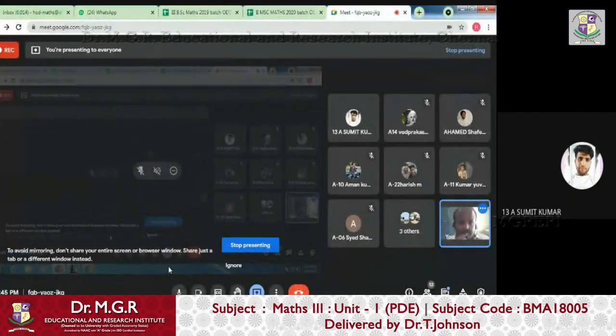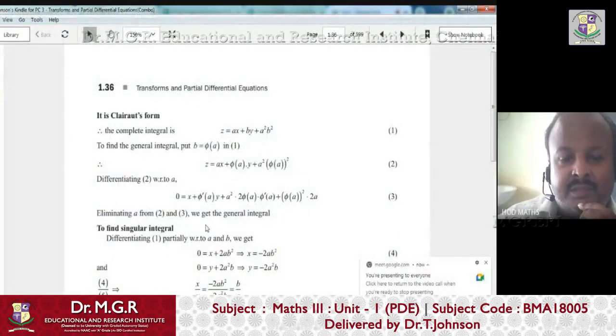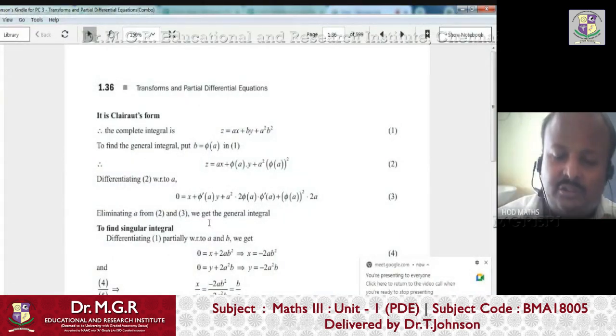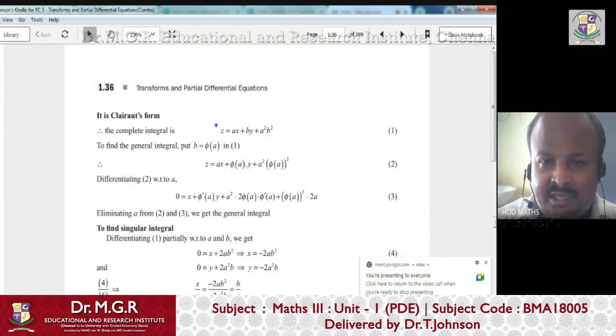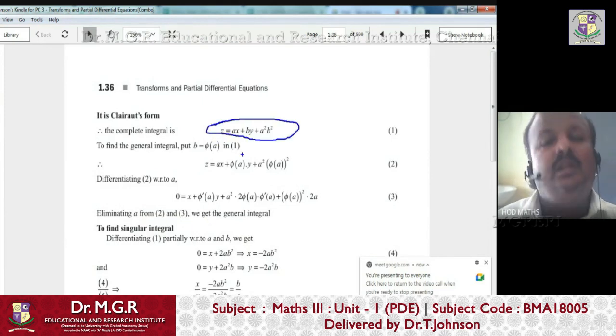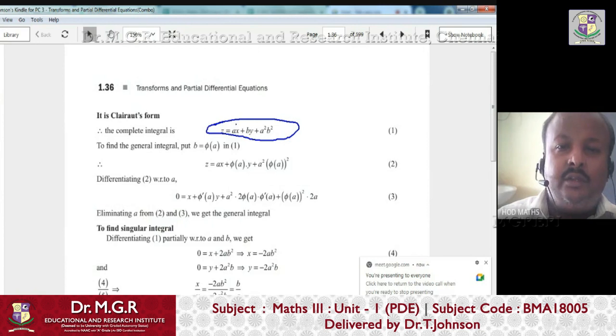Ax plus by plus a square b square plus c. Ax plus by plus a square b square, right? So that is the complete solution. Yes, sir. Now in this complete solution, you assume a and b as variables, and try to differentiate, right?